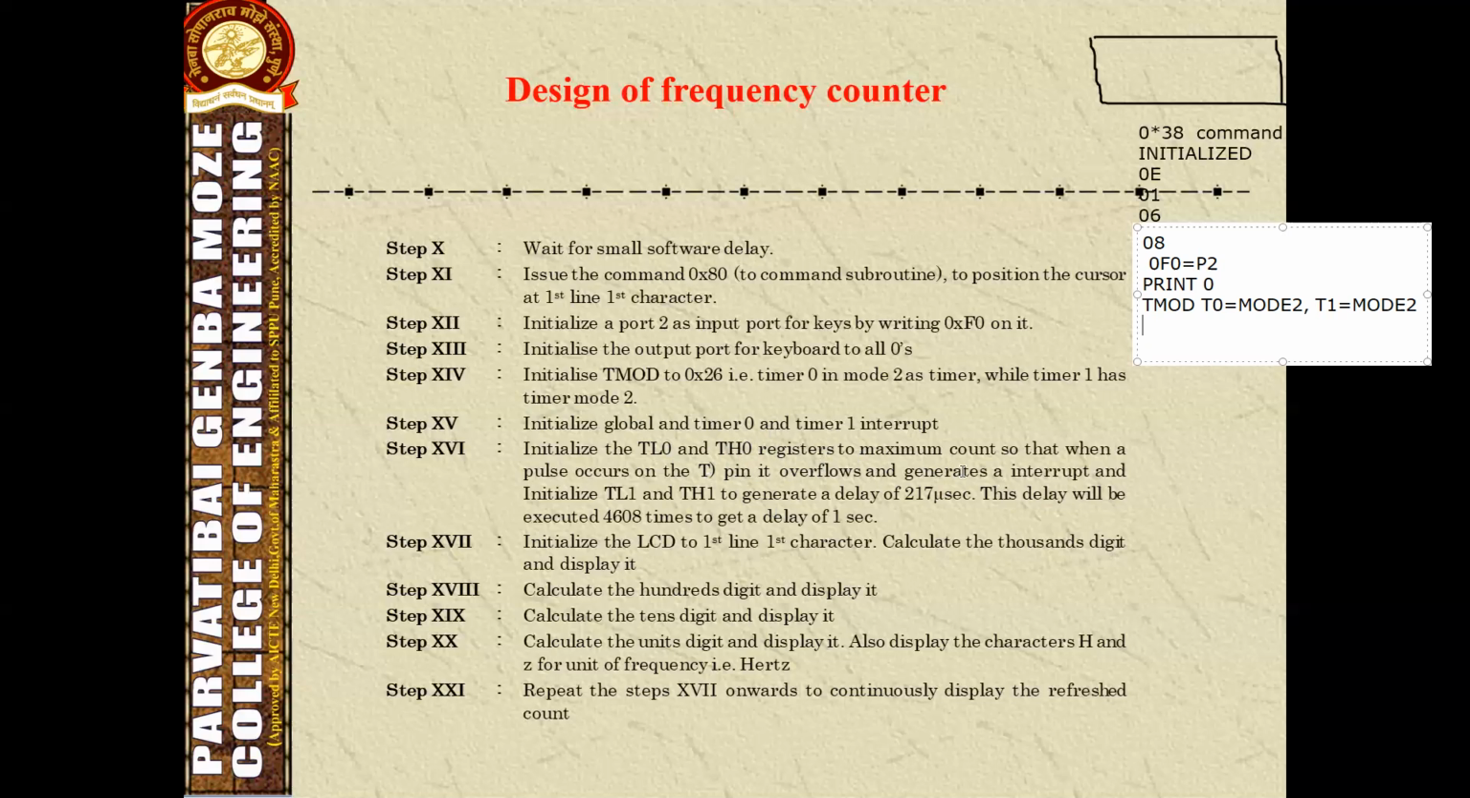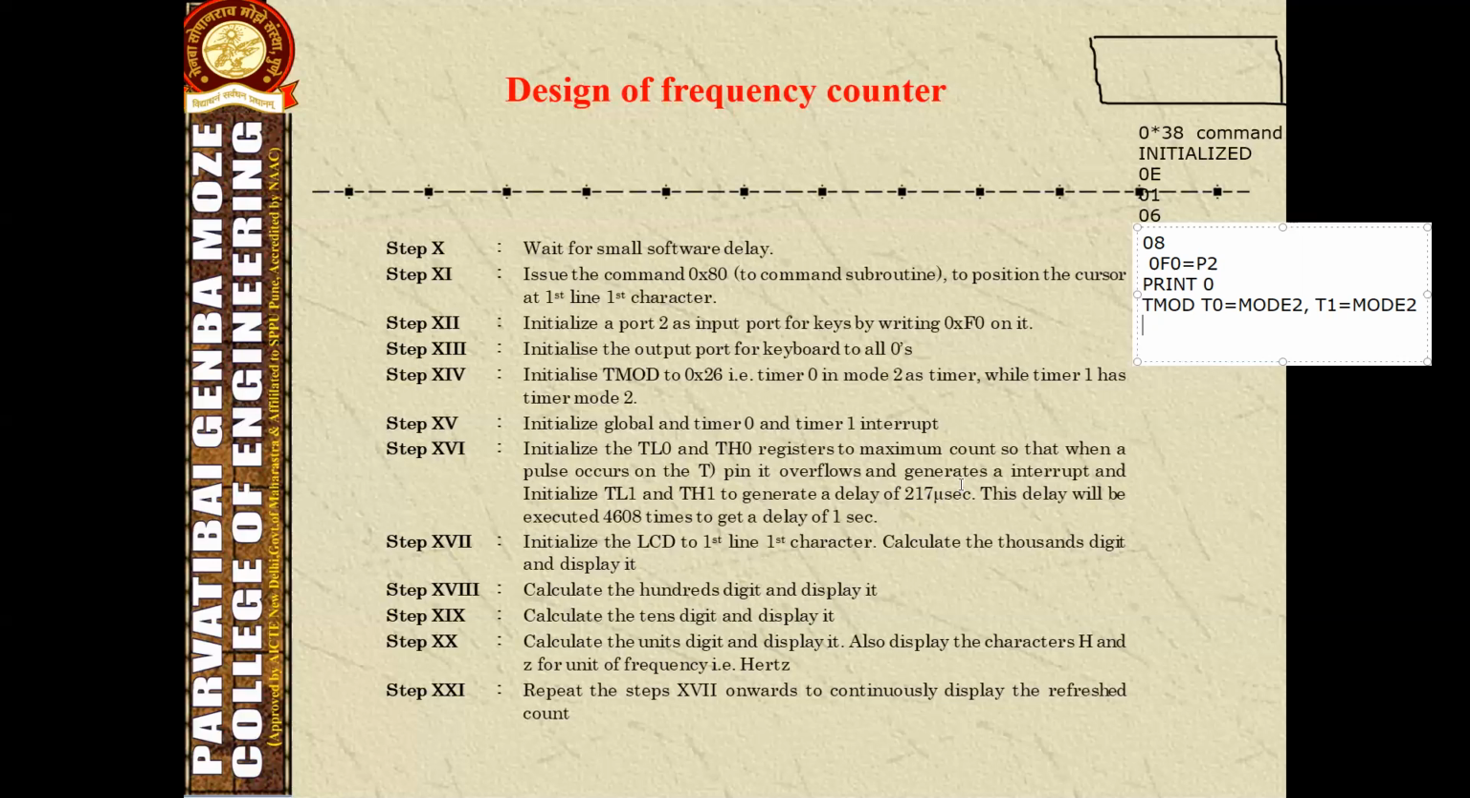If the overflow occurs, we have to generate an interrupt and initialize TL and TH to generate a delay of 217 microseconds. So after generating the interrupt, what will happen? Both registers TL1 and TH1 will be initialized to generate the delay of 217 microseconds. And how will this delay occur? This delay will be executed 4608 times to get a delay of 1 second.